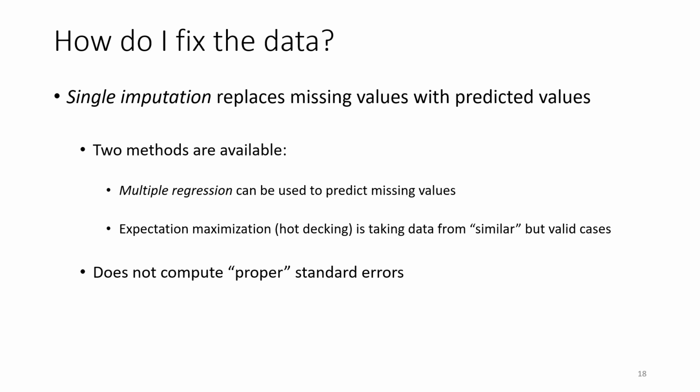So single imputation essentially is an approach where we estimate the missing scores to better represent the data that we would have had if we had the data. The drawback to single imputation is that it does not compute proper standard errors. And I'll talk a bit more about this as we talk more about single imputation.